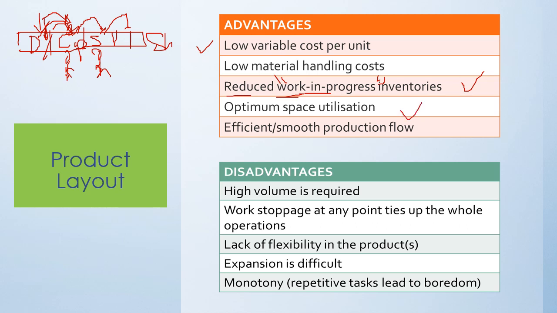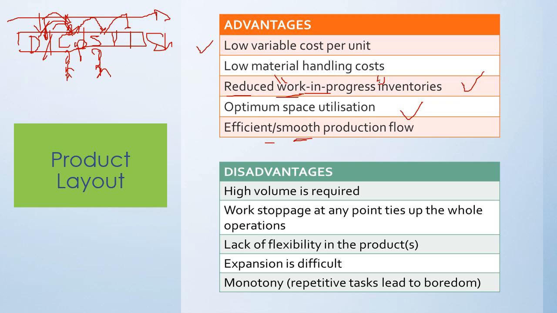Optimum space utilization. So by creating workstations, lesser space is used. And efficient and smooth production flow. By doing it this way, using an assembly line, the sequence of production is there, or we can see the sequence clearly. Then there will be no problem in the production flow. It will be very smooth.